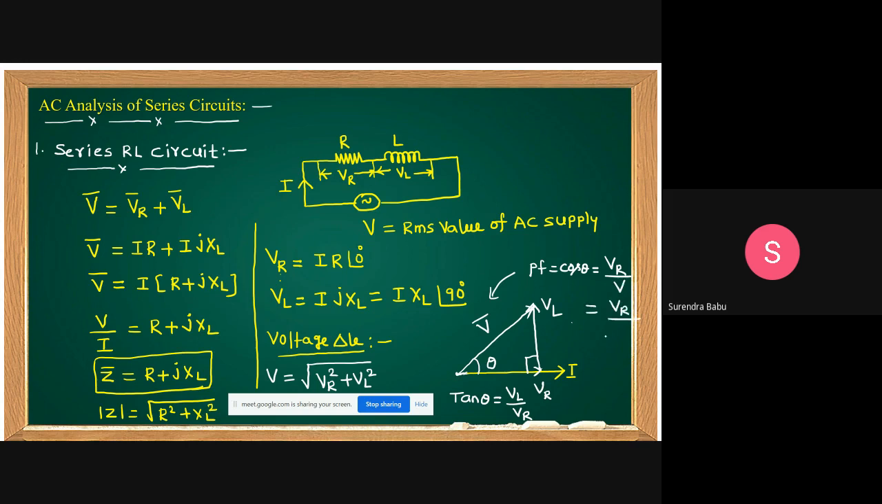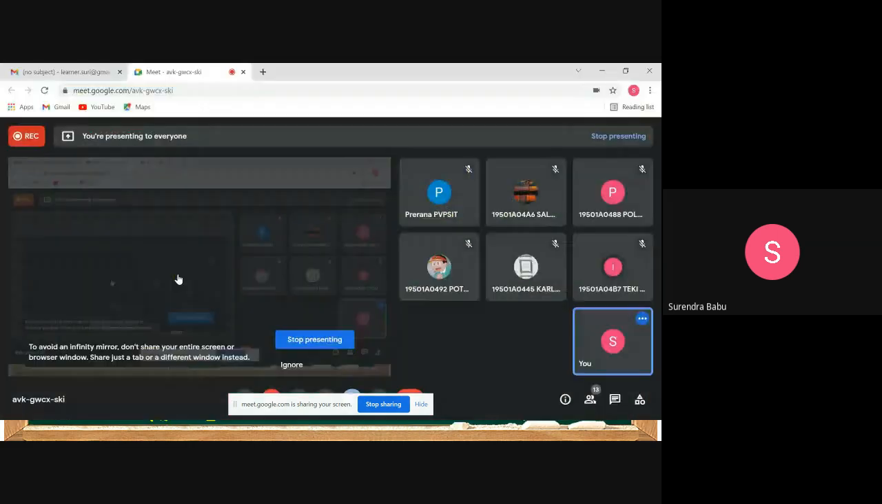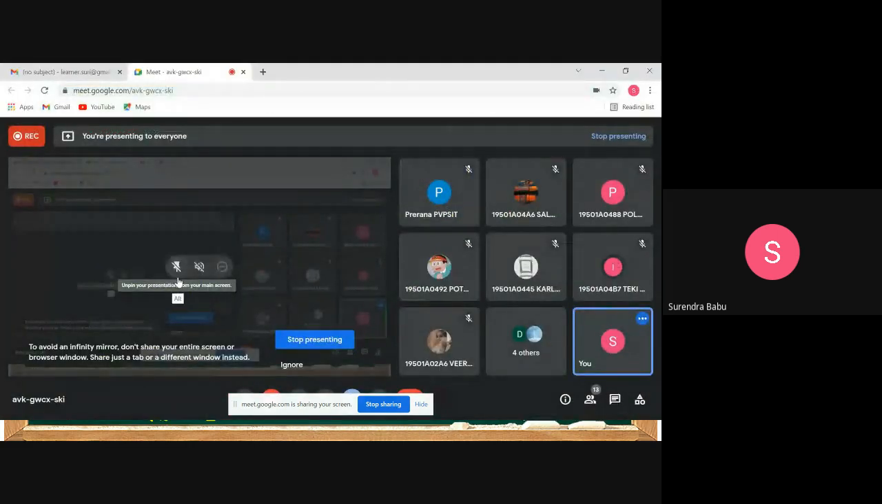VR by square root of what is V? VR square plus VL square. Okay, this is the power factor calculation. If voltages are given, how to calculate the angle and the power factor, you concentrate on that also. Which triangle is this? Voltage triangle. Clear, friends? Is it okay?